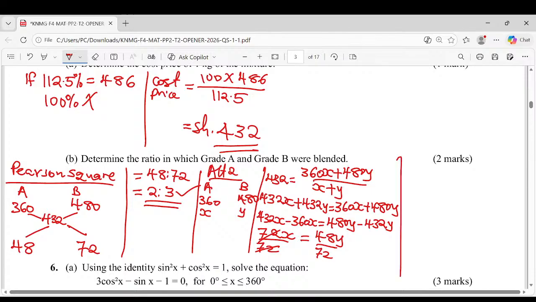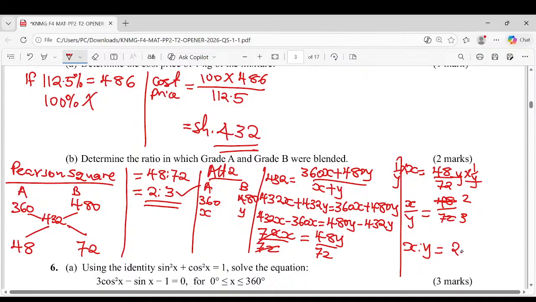So I'm left with x is equal to 48 over 72 y. To remove this y, I multiply here by 1 over y, and the other side also by 1 over y. This and this goes. So I get x over y being equal to 48 over 72, which simplifies to 2 over 3. So if x over y is 2 to 3, then x is to y is 2 is to 3, which we had found using the Pearson square method.